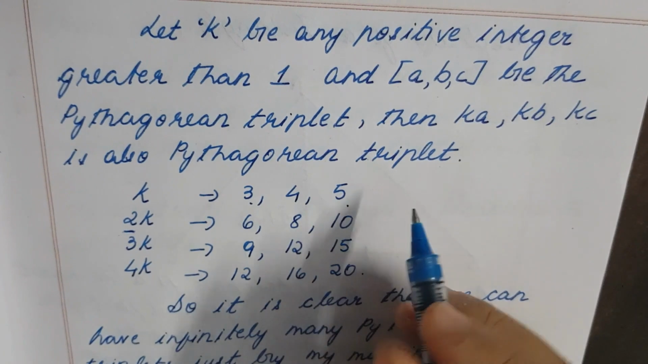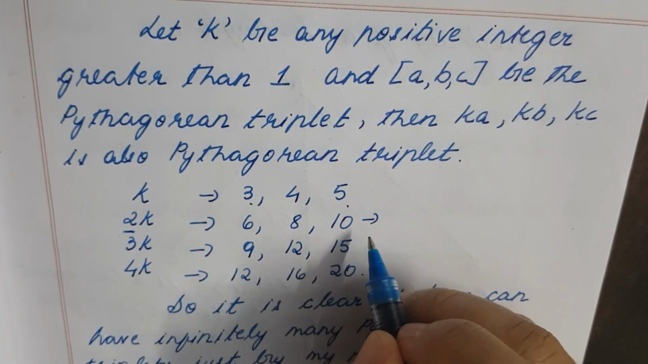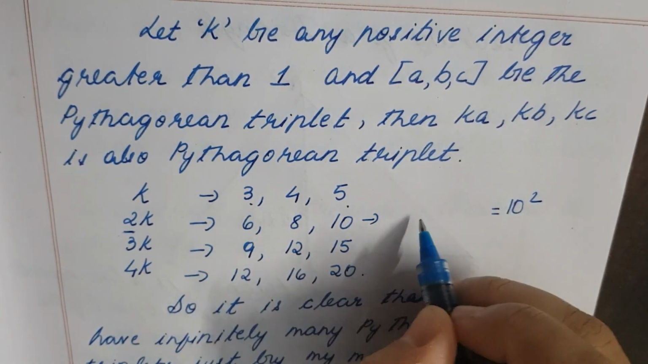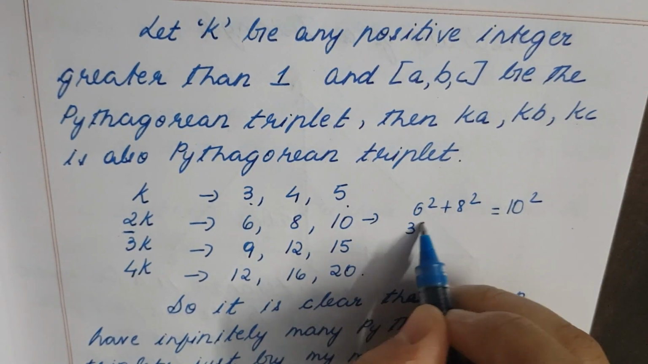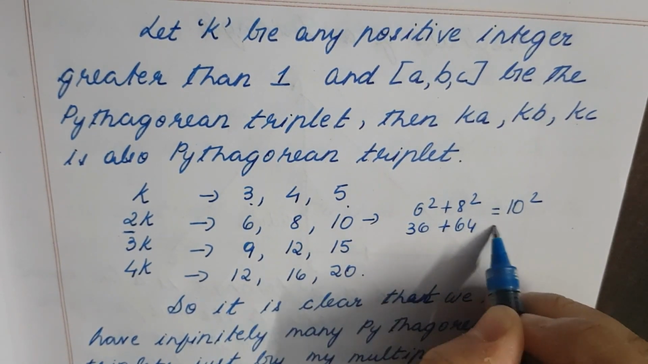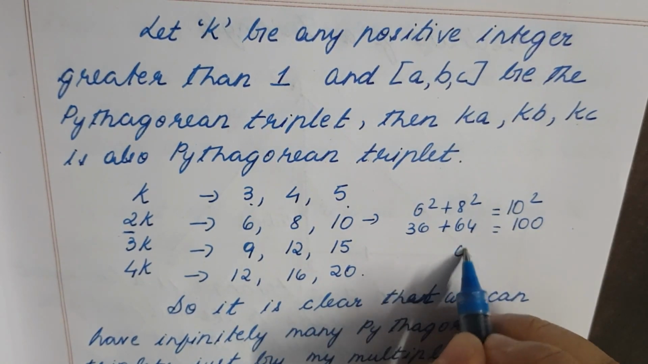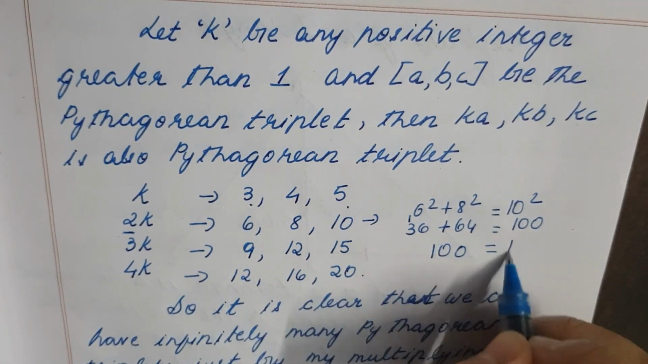ஸோ இப்போ இதுக்கு மட்டும் நான் ஒர்க் அவுட் பண்ணி காமிக்கிறேன். ஸோ த ஹையஸ்ட் இஸ் 10. ஸோ அதை வந்து நம்ம அது ஹைப்போட்டன்யூஸாக எடுத்துக்கணும். ஸோ அதை வெளியே வச்சுக்கலாம். ஸோ 6 ஸ்கொயர் ப்ளஸ் 8 ஸ்கொயர். ஸோ 6 ஸ்கொயர் என்ன வரும்? 36 வரும். 8 ஸ்கொயர் என்ன வரும்? 64 வரும். ஸோ 10 ஸ்கொயர் இஸ் 100. ஸோ இது ரெண்டுத்தையும் ஆட் பண்ணால் 36 plus 64 is 100. ஸோ 100 is equal to 100.